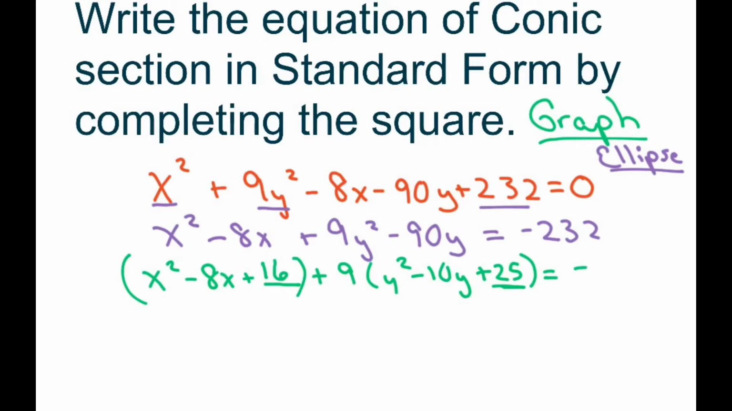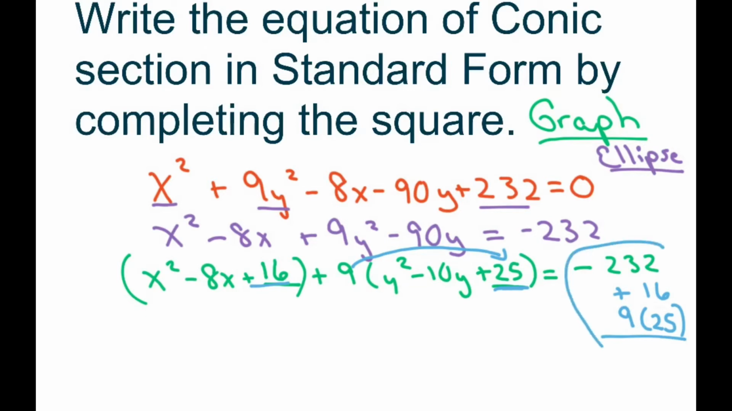Now on this side we have negative 232. And then we added this 16. So if we added it on the left, we have to add it on the right. And on here I added 25, but it's really 9 times 25. And then when you add all this up, you get 9.